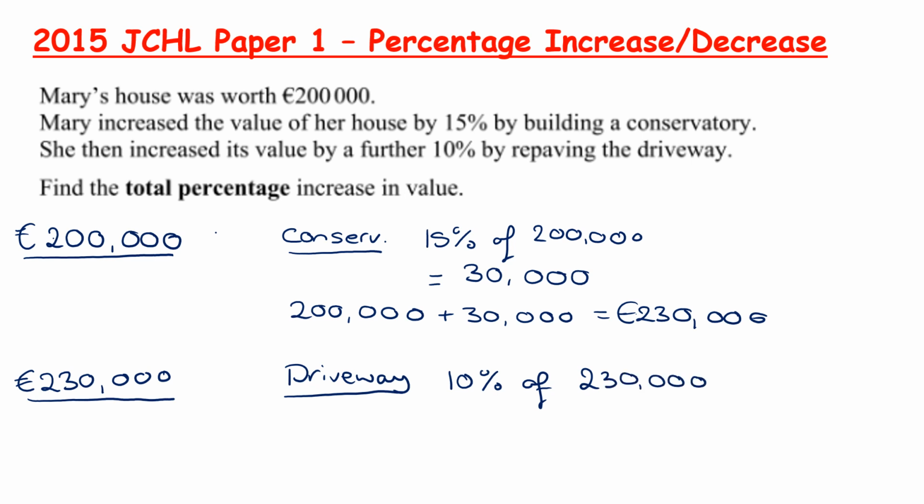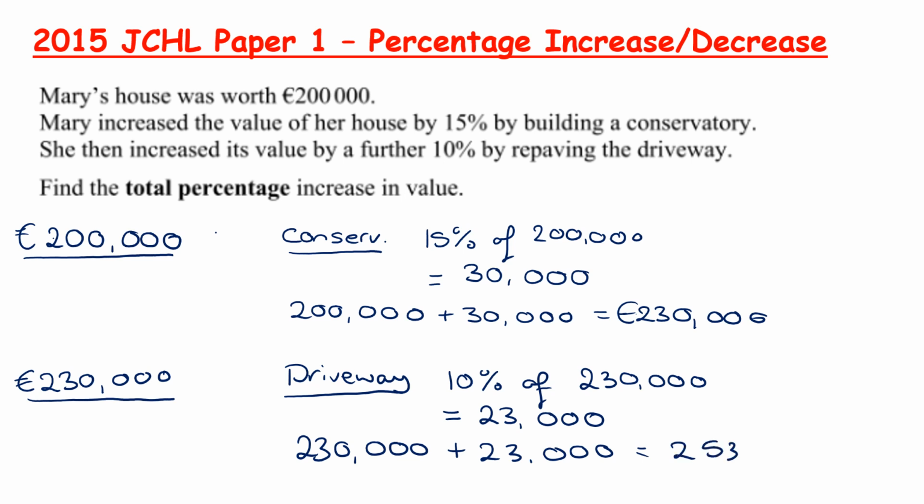Now this is going to be 10% of the new amount, so 230,000. Again, you can do this whichever way you like. If you want to use the shortcut getting 110%, that is absolutely perfect. So this works out as 23,000. We now take our 230,000, we add on 23,000, and we get 253,000, which is the new price or value of her home.